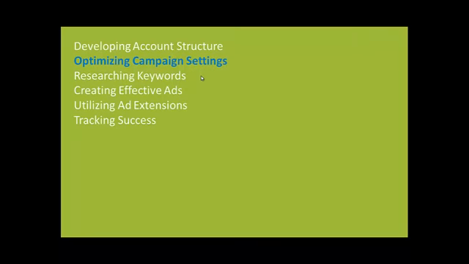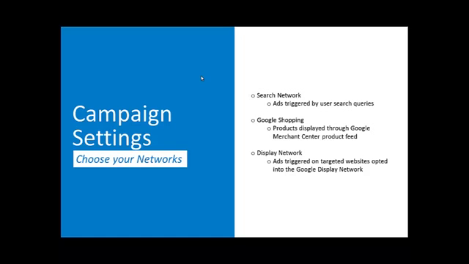So now we're going to look at optimizing your campaign settings. There are tons of campaign settings out there. I think each campaign comes with 10 to 15 different settings that you can go through and choose what you want to do. In the best interest of time, I'm going to go over 2 settings that I find advertisers often overlook or don't optimize correctly. So the first is choosing the networks that you're going to show your ads on.